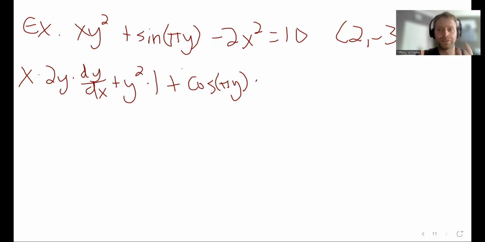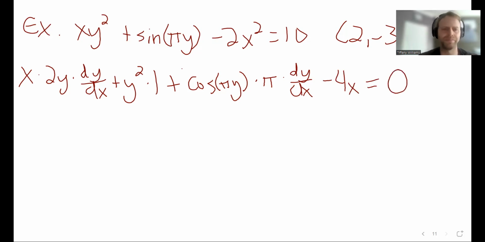So the derivative of pi times y is just pi. But remember, we still have to do the derivative of y, which is a function of x, so we have to do times dy/dx. Okay? So all of that for sine of pi y, minus, and then how about 2x squared? What's the derivative? That's just 4x. And that's going to be set equal to the derivative of 10, which is 0. Okay? All right.